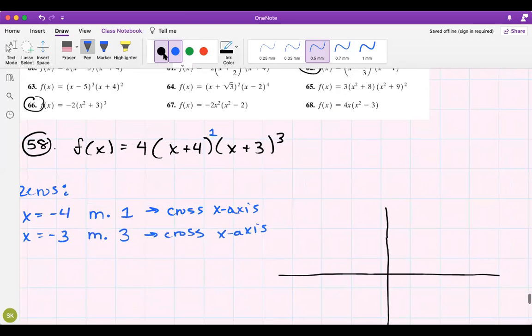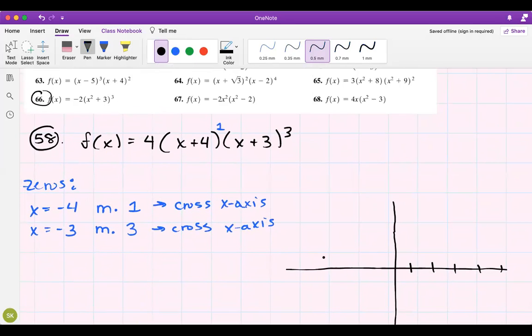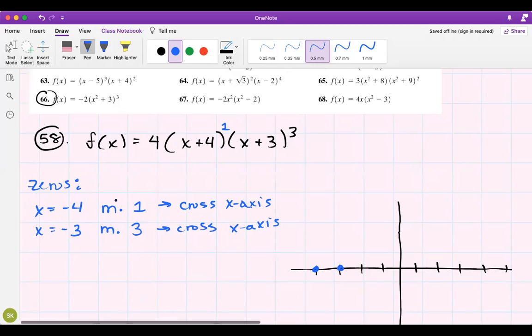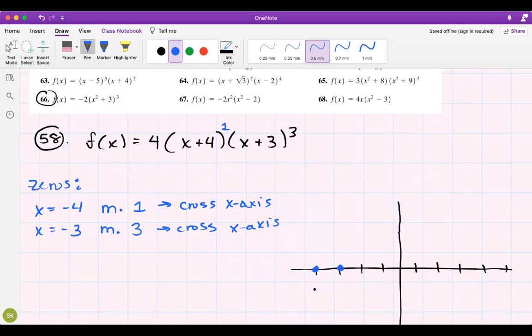So 1, 2, 3, and just some extra dots here. We're going to put a dot at, sorry, we have negatives for the 0, so let's go this way. At -4, we should have a dot. And also at -3. Be careful not to get your multiplicities confused with your zeros. Okay, and we're going to cross the x-axis at both of these.